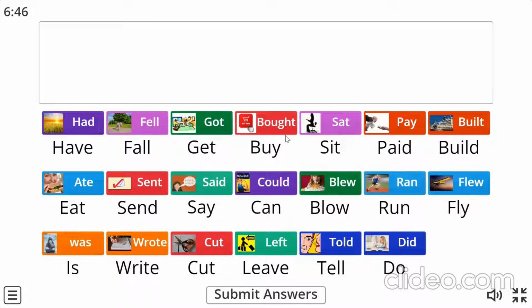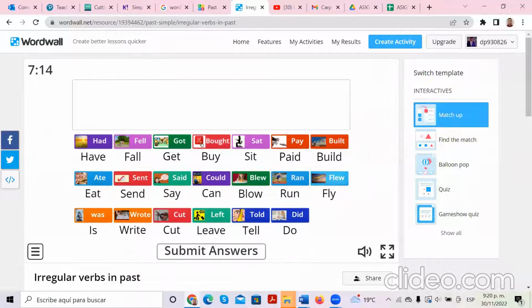Now, please remember, fall, fell, feel, felt, find, found, founded. And I'd like you to please listen to me. These are just some examples of irregular verbs. Had, fell, got, bought, sat, paid, built, ate, sent, said, could, blew, ran, flew, was, wrote, got, left, told, and did. Okay, good. There you go.